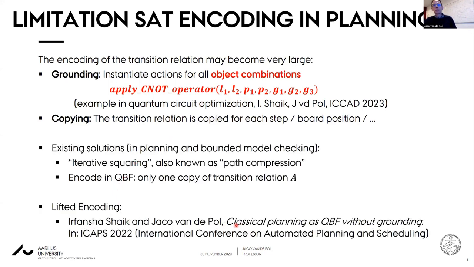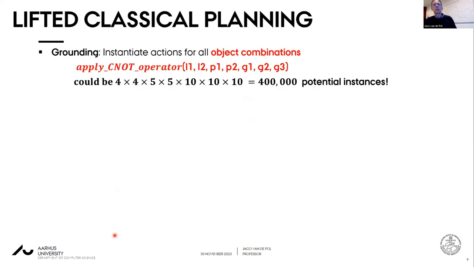And this is the paper where we started to avoid this grounding problem using QBF. So we started really at this planning conference. That's a bit about the background. So in this case, if you have 4 L objects, 5 P objects, and 10 G objects, then this would already give rise to 400,000 possible actions that you can take.